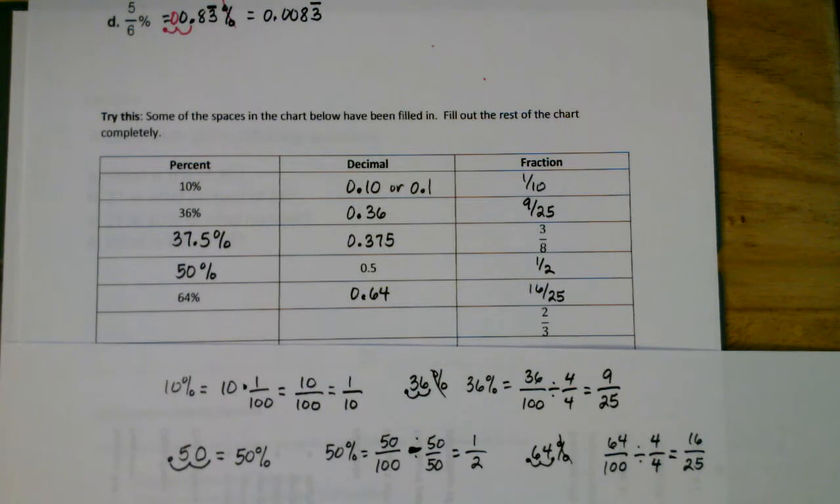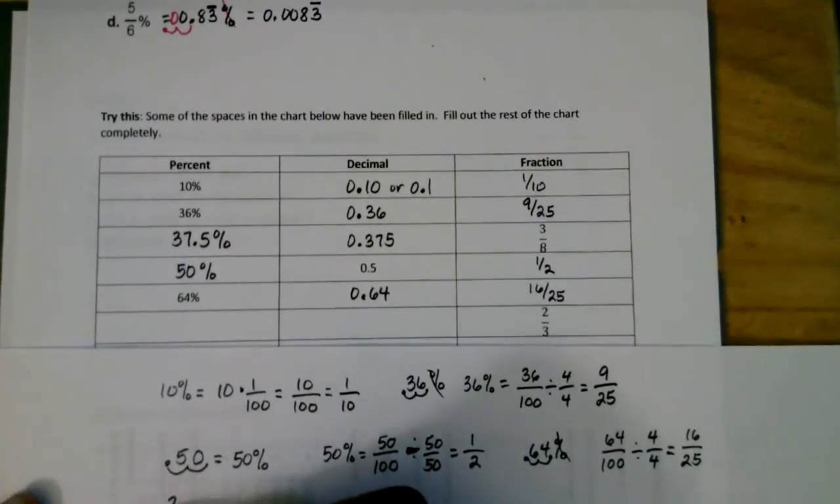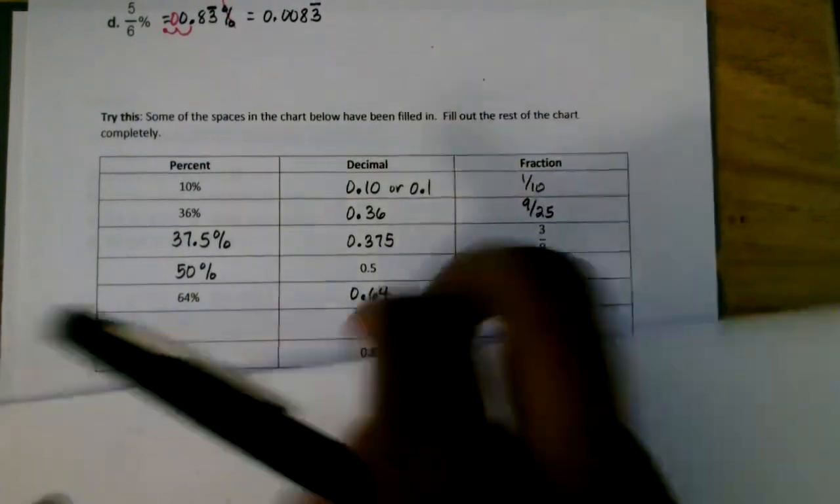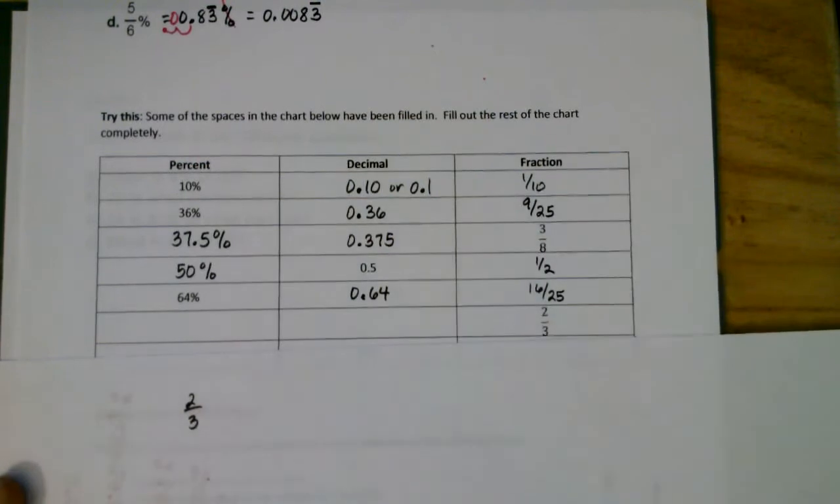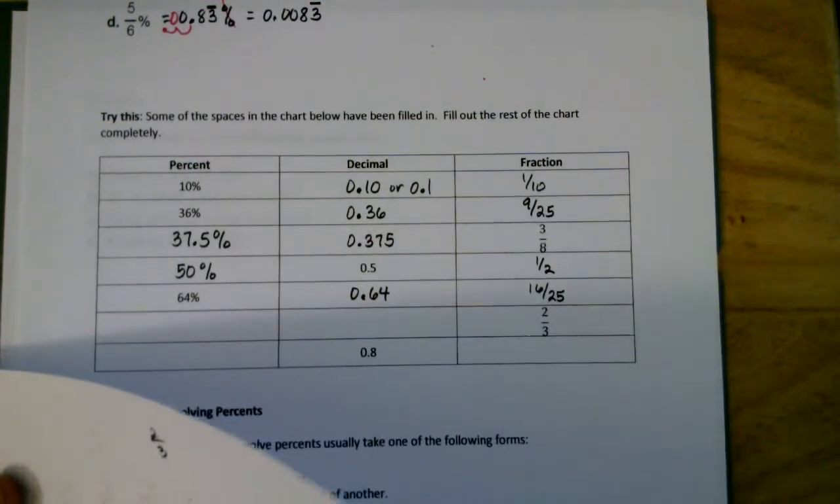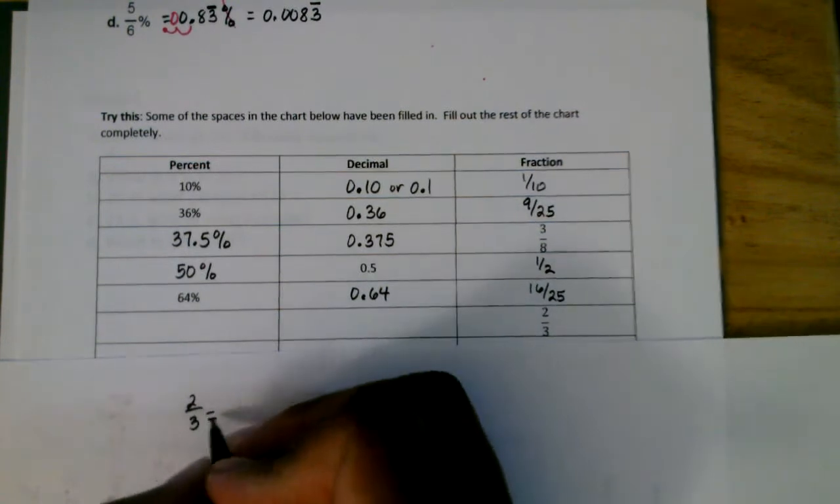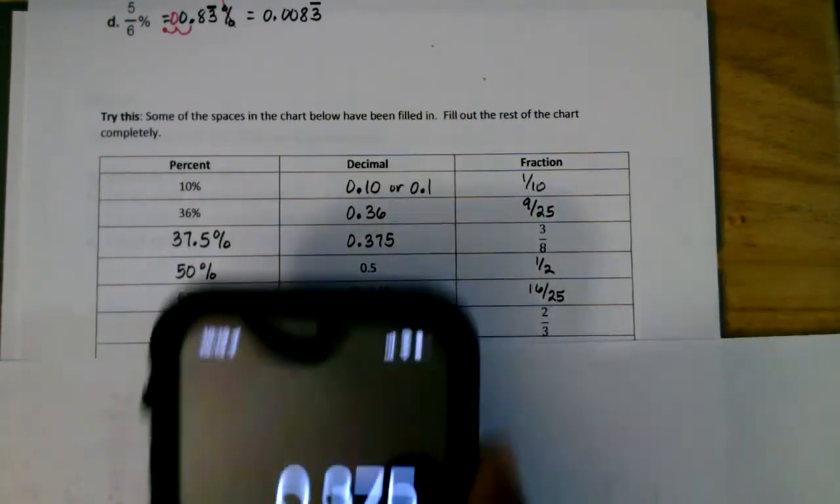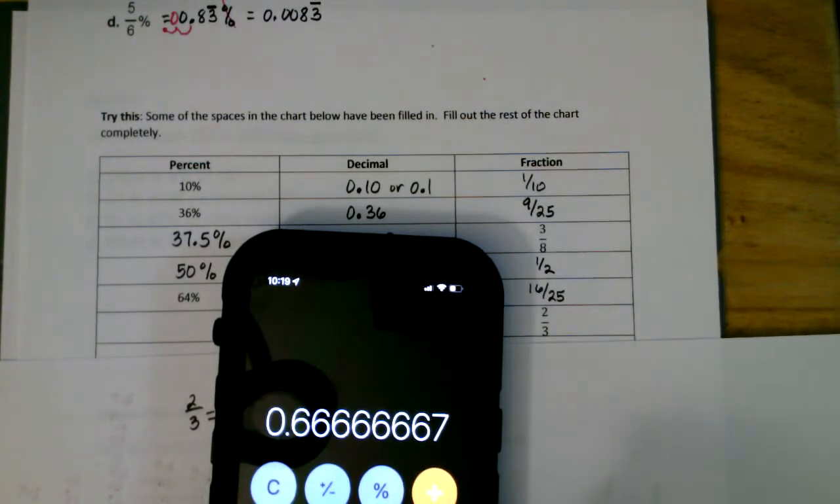Okay, got a couple more of these. Let's try 2/3 as a percent and 2/3 as a decimal. Well, for the 2/3, if I do 2 divided by 3, that would be 0.666, and the 6 is going to be repeating.